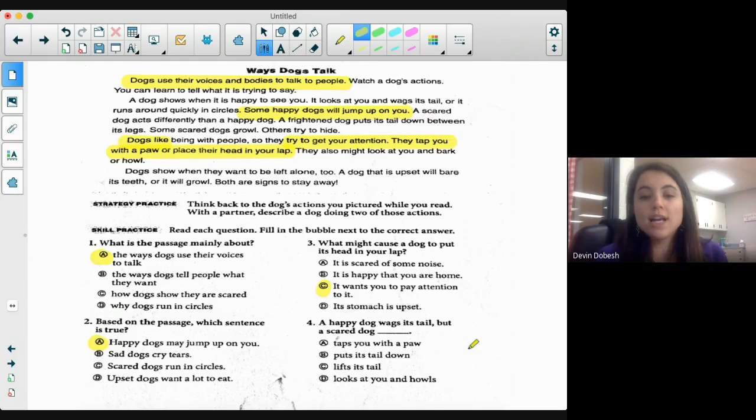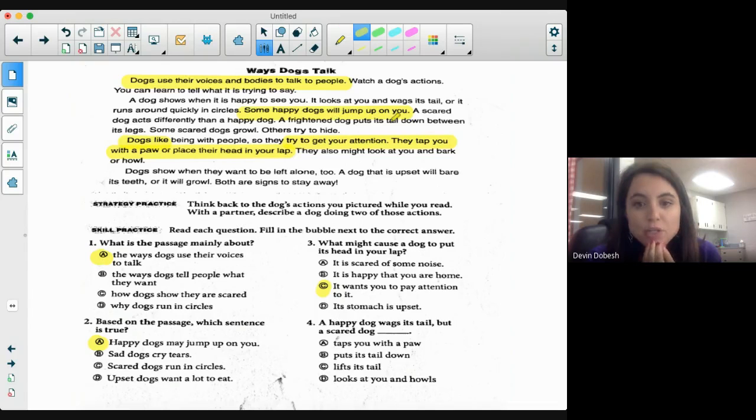Let's go to 4. A happy dog wags its tail, but a scared dog, let's go back up. I know a happy dog wags its tail, it jumps up on you. A scared dog acts differently than a happy dog. One of our answers: taps you with a paw, puts its tail down, lifts its tail, looks at you and howls. Let's go back up and see a frightened dog. Well, I know frightened is another word for scared, so let's keep reading.